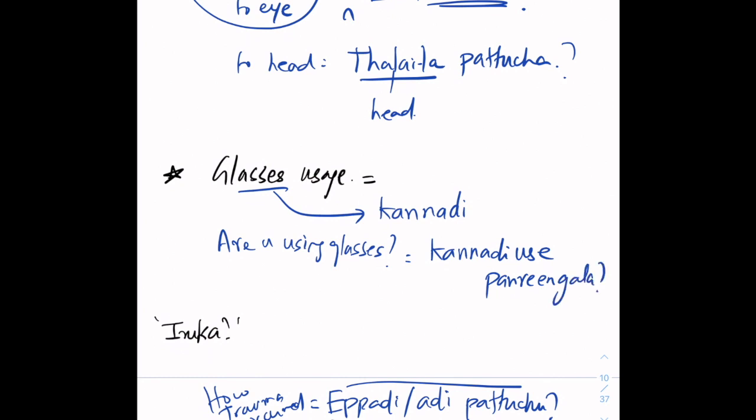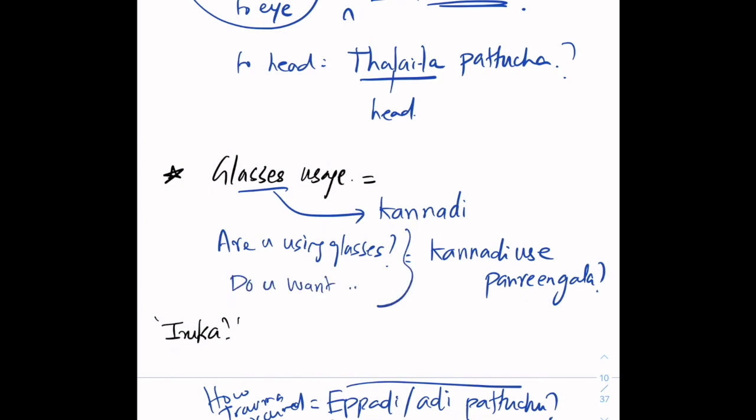See, it's a very interesting term. "Kannadi use pandringala" can denote both ways. Are you using glasses? It can also be used to denote, do you want glasses? So whenever I ask the patient, "Kannadi use pandringala", the patient will say, no, I'm not using it, or someone will say, no, I want glasses. So it's kind of an ambiguous answer they may give you. "Kannadi use pandringala" can be both for, are you using glasses, or do you want glasses?